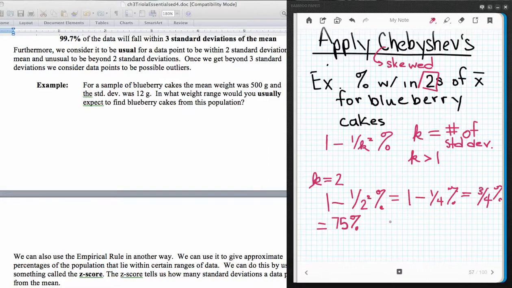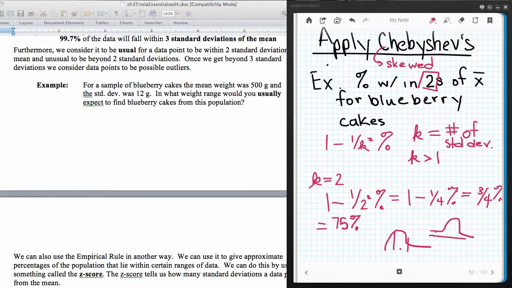Now this varies because we're not talking about symmetric data. So we have less of the data that's expected to be within 2 standard deviations, because with skewed data, we could have the mean being right here, and 2 standard deviations could be a lot narrower than what we would expect it to be on a bell-shaped curve.